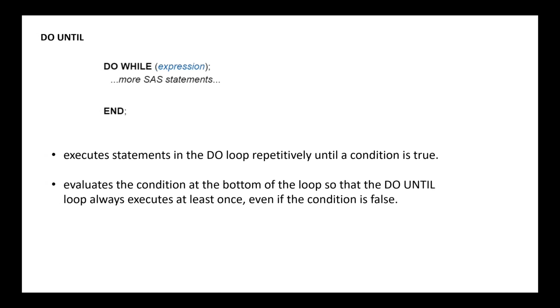Another loop is a do until loop. This loop executes statements in the do loop until a particular condition is true. So we evaluate the condition at the bottom of the loop, so that the do until loop always executes at least once, even if the condition is false. Let us look into an example to better understand these types of do loops.